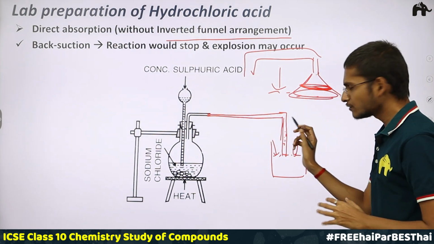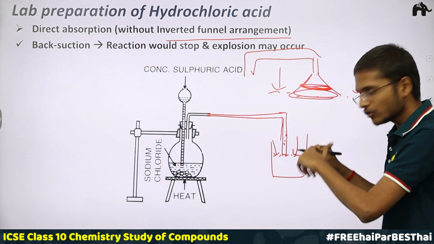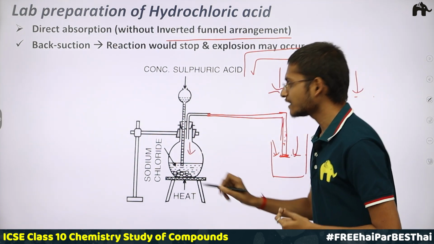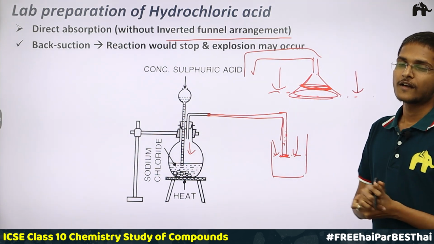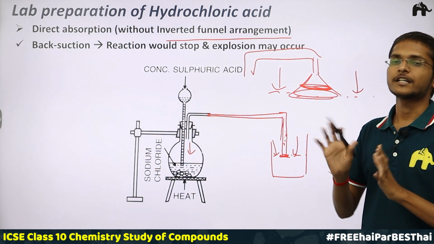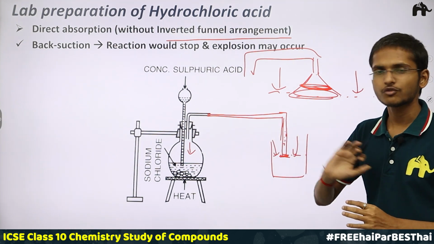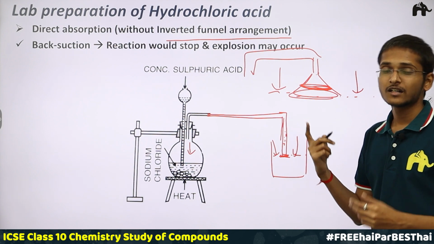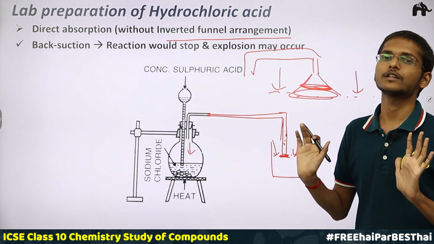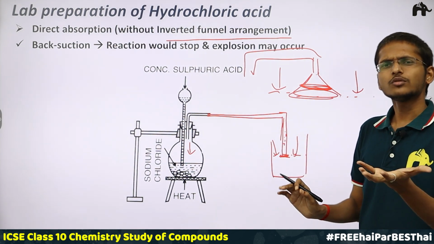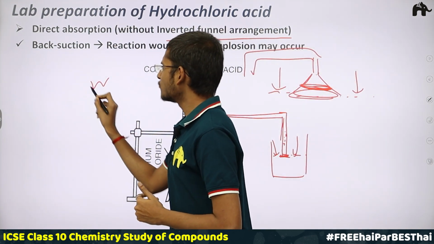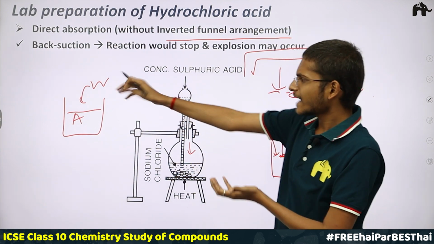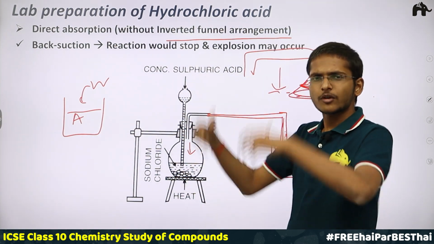And since it would fill quickly, before there would be an air gap, the water might have reached our generating flask. This would create a very great problem for us because, first of all, the reaction would stop once water enters the generating flask. Secondly, there would be a dangerous explosion. Why is this so? We all know a simple logic. When water is added to a huge amount of acid, what happens? The water-acid reaction is exothermic and a huge amount of heat would be produced.